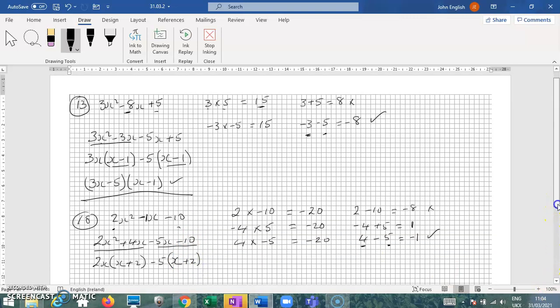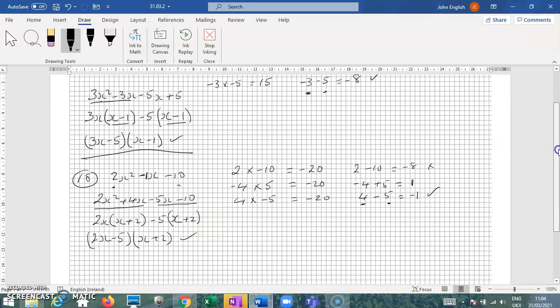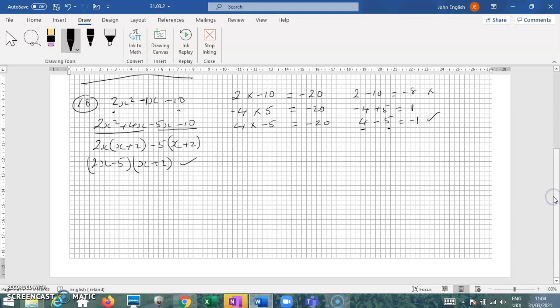I'll move my page a wee bit down just for a bit of space. Okay, so now we're nearly done, because all we have to do is put the two terms that are outside the brackets together. So 2x minus 5, and then just the x plus 2. And that's it, you're finished. Okay. Now, I know it's a bit tricky doing the factorizing when you've got minuses, but it's just a matter of practice. Let's see if I can fit one more in.